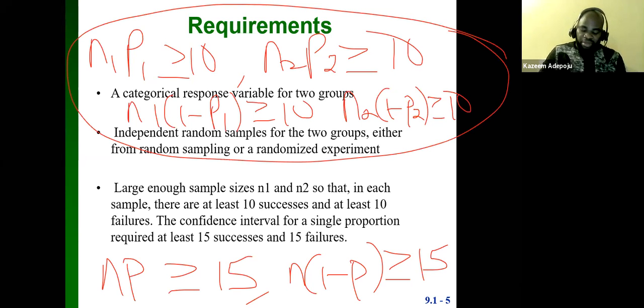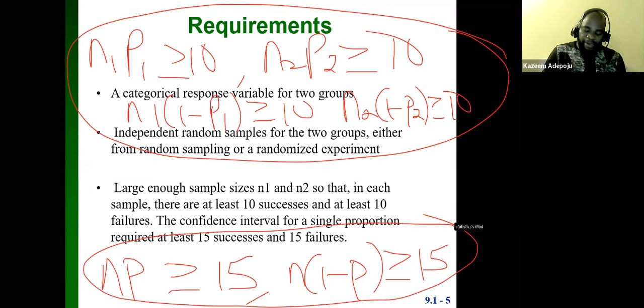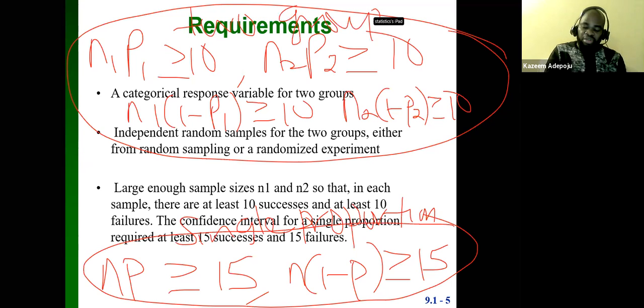But the other one is just the requirement for a single proportion. If you want to do a confidence interval for a single proportion, that's what you're going to do. But if you want to do a confidence interval for two groups, where you have two proportions, that is the requirement. So now you need to take that into consideration. There are different requirements in terms of what the number of successes or the number of failures have to be before the construction of the confidence interval for one group.